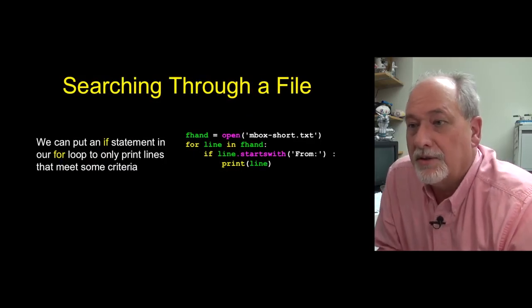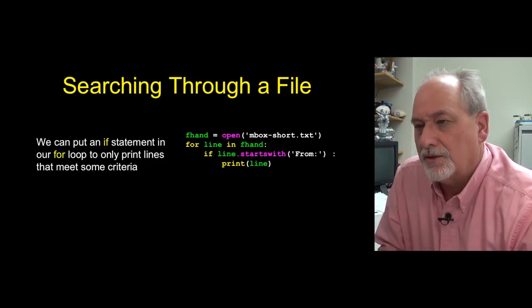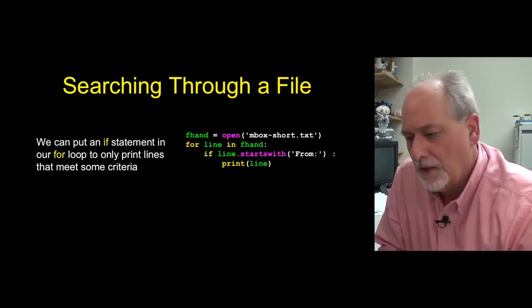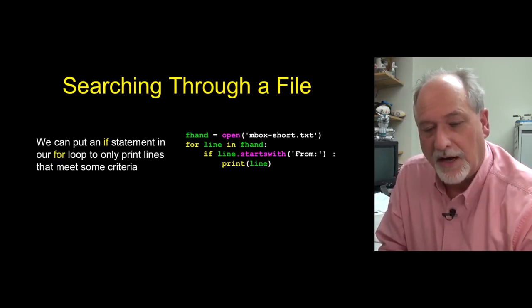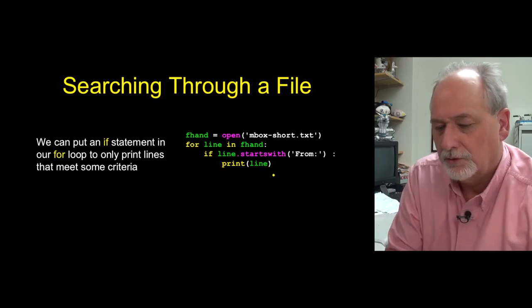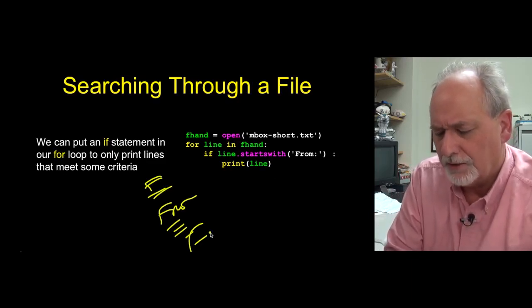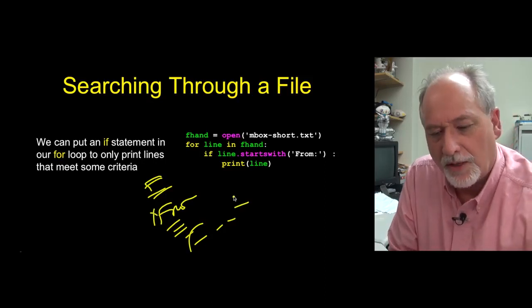Now, let's say we're going to do a search, and we did this loop where you're looking for something. We're going to search for lines that have a prefix of "From", and we're going to print those lines out. There's lots of lines in this file: line, line, line, line, from. Line, line, line, line, from. On and on and on. And we only want to show the lines that match. That's what we want to do.